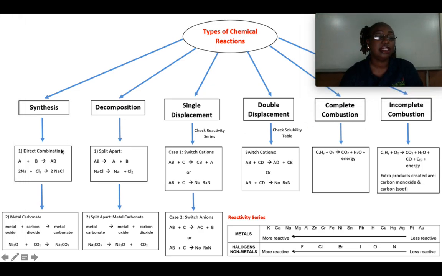Under synthesis, we have direct combination of 2 elements forming a compound. We have decomposition, splitting apart of a compound to give 2 different items. We have single displacement based on the reactivity series. Elements are displaced: the more reactive element displaces the less reactive element. We have double displacement. We have combustion reaction, and we have incomplete combustion.